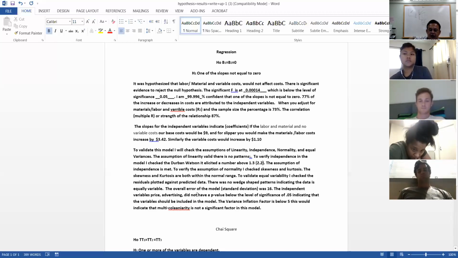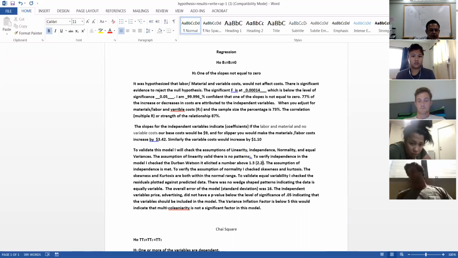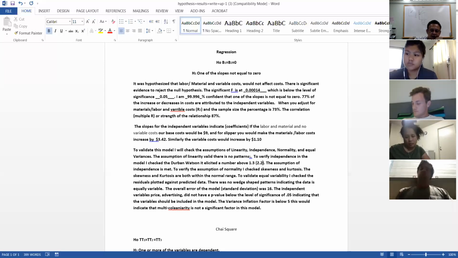The overall error in the model, our standard error for this model, was 5.18. So $5.18. Our predictions were going to be off. Well, if it's a number of slippers, it'd be five slippers roughly.